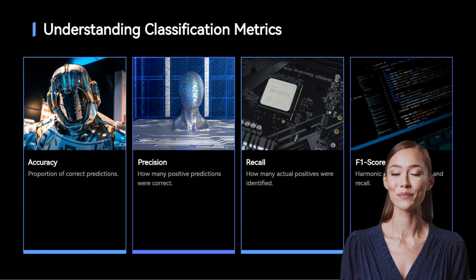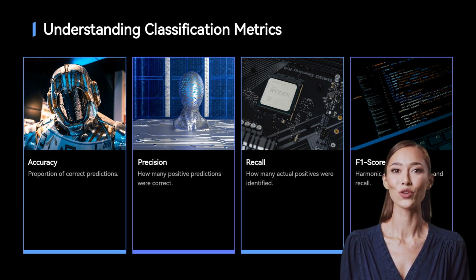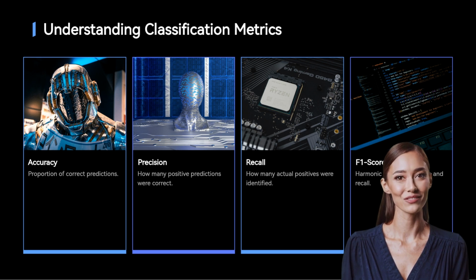Precision focuses on the positive class and is the proportion of true positives among all predicted positives. High precision means fewer false positives. Recall is the proportion of true positives among all actual positives. High recall means fewer false negatives.